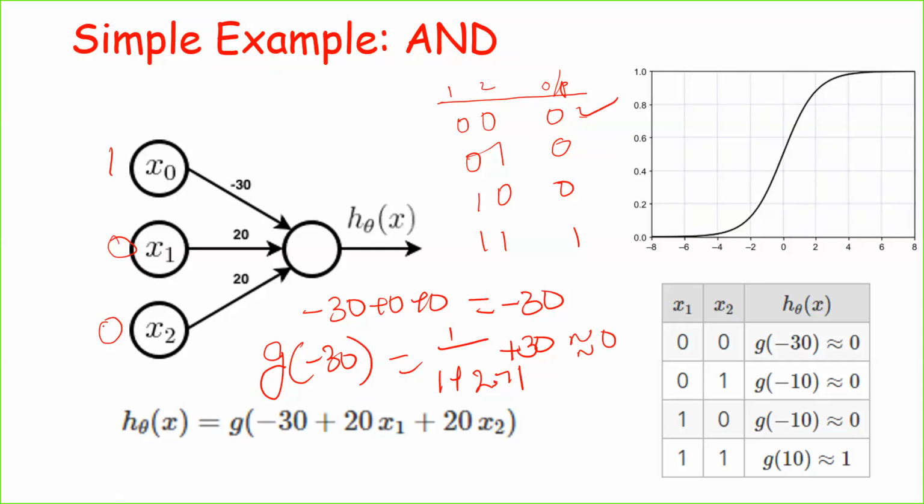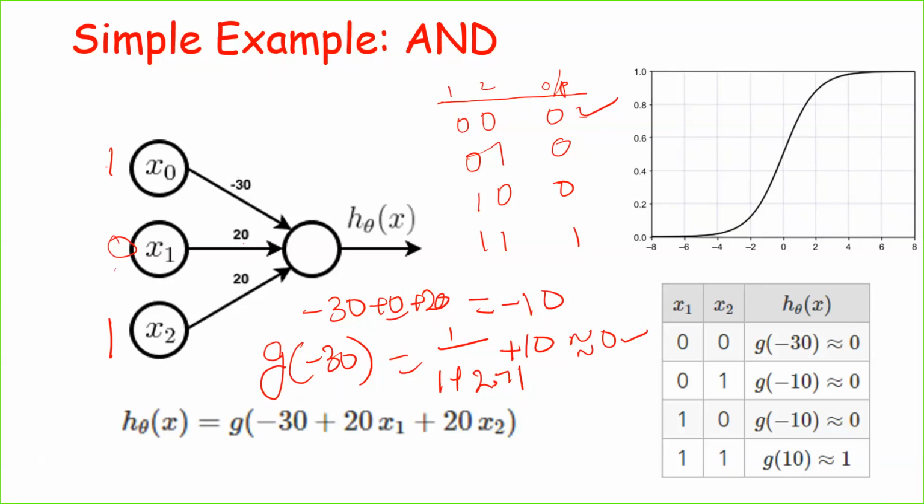Let us see another value: 0, 1 as the input. What do we expect as the output? 0 only. So 1 is multiplied with minus 30, which is minus 30. 0 multiplied with 20 is 0. 1 multiplied with 20 is 20. What is the net sum? Minus 10. So 1 divided by 1 plus 2.71 to the power minus of minus 10, which is plus 10. 2.71 to the power 10 is also a very big number, so this is also close to 0.